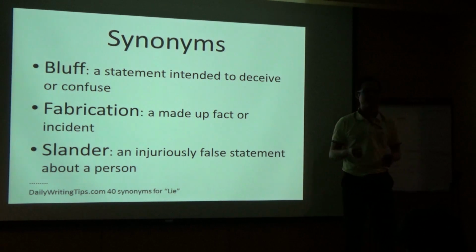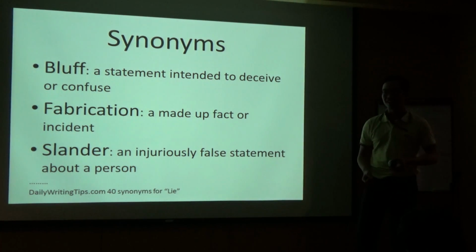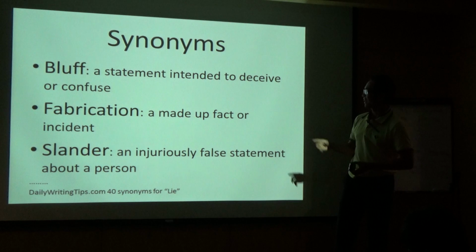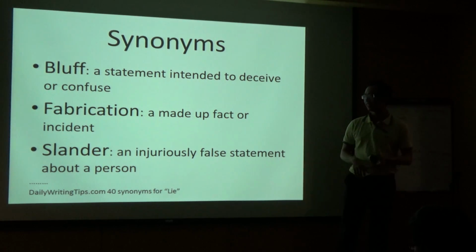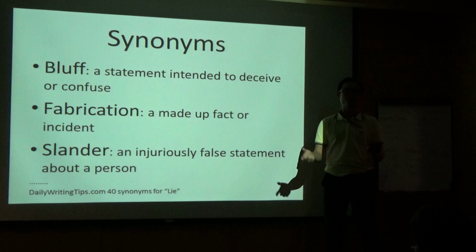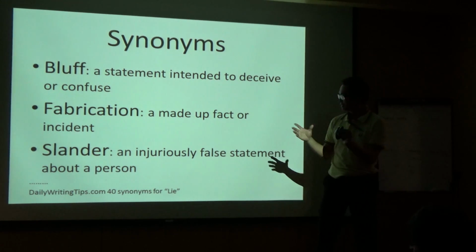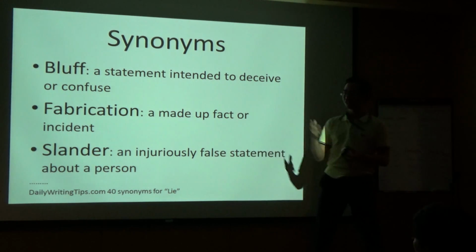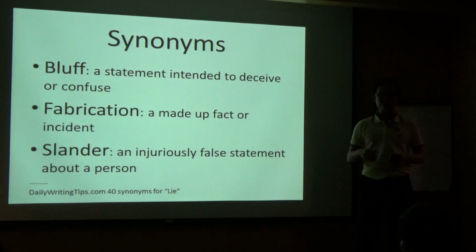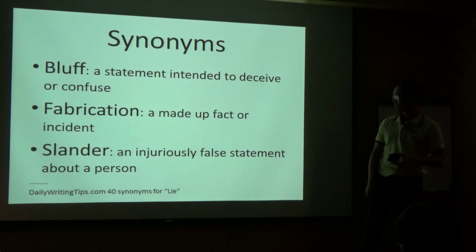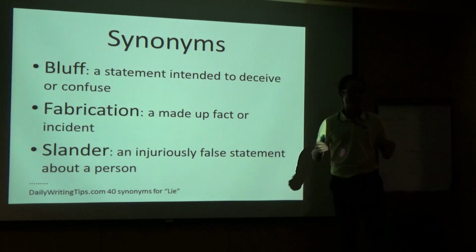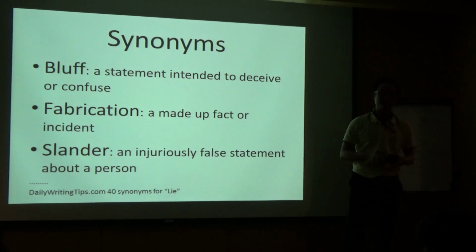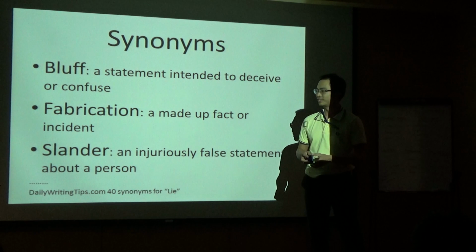Sometimes you make a mistake and you want to bluff someone. You didn't do anything wrong. Or sometimes you want to convince others, so you bluff. The second one is fabrication, a made up fact or incident. Fabricate means you make a lie, you decorate your lie, and make it very vivid and beautiful. The third one is slander. It is an injurious false statement about a person, and nowadays in Taiwan, we always see some slander in newspapers. We don't know if it's true or not, but sometimes I think it is slander.